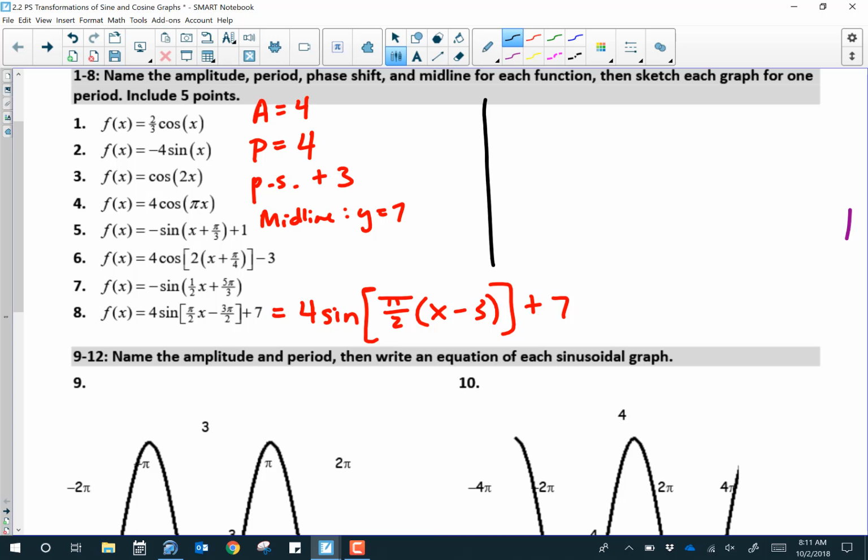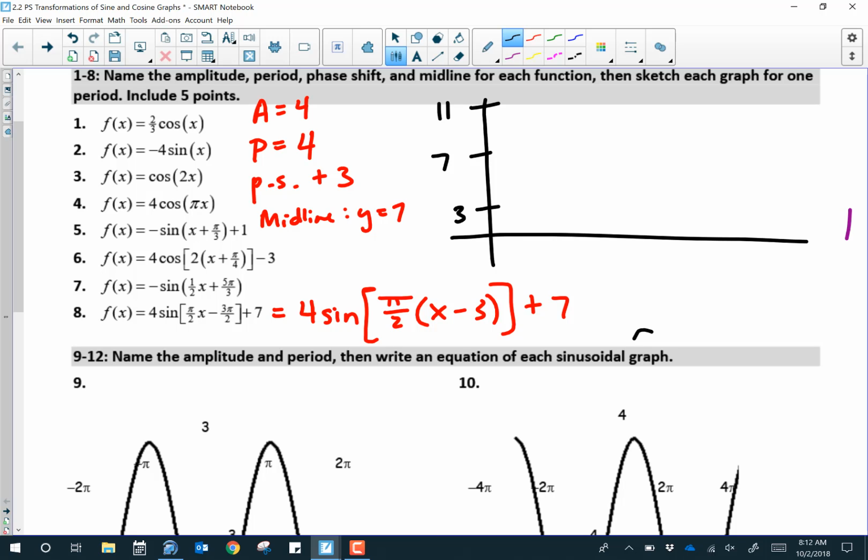And then I have a phase shift of positive 3, so we're really only dealing with the first quadrant here. So I'm just going to draw the first quadrant. I have a minimum value of 7 minus 4, which is 3. I have a maximum of 7 plus 4, which is 11. And then I put my midline of 7. So I don't need any more detail than that. Just show me those 3 points.